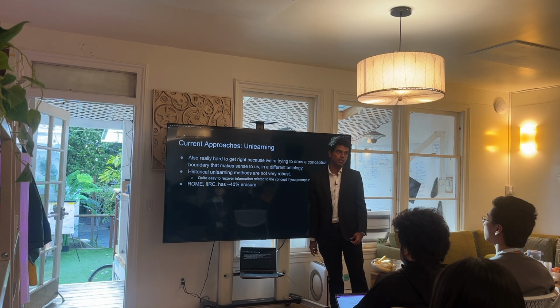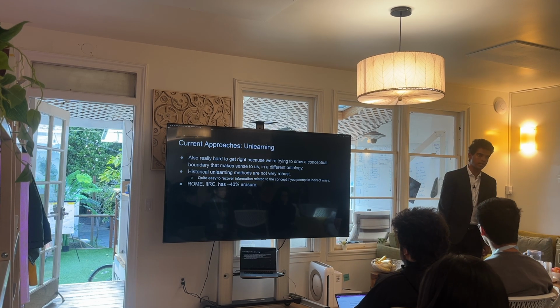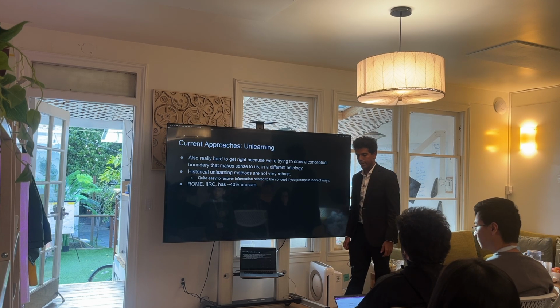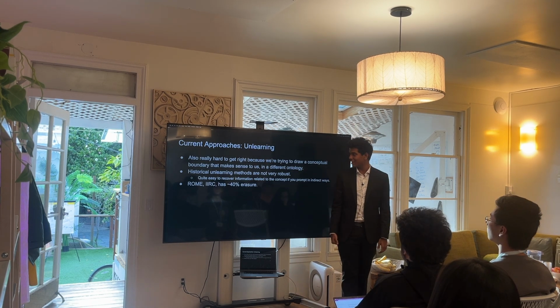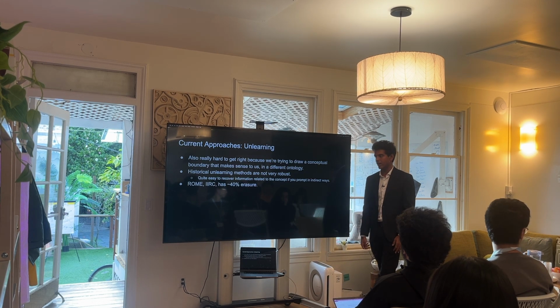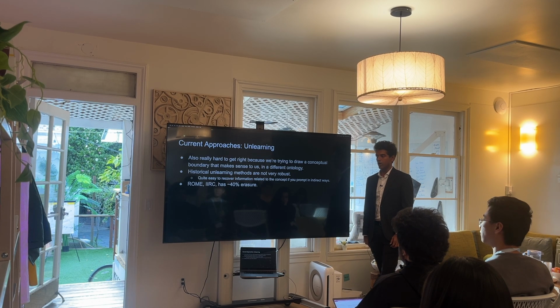ROME is another approach, from before CCS's time, rank-one model editing, where you try to edit a model's latent knowledge, the thing I talked about earlier, to say the Eiffel Tower is in Rome, and you get 40% erasure. I tried to find this exact statistic somewhere, but I couldn't find it. But from what I remember, it's 40% erasure that you get in the model when you make some very strong assumptions about locality of knowledge representation.